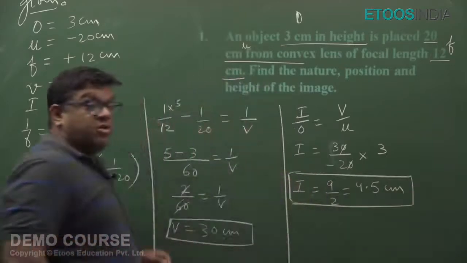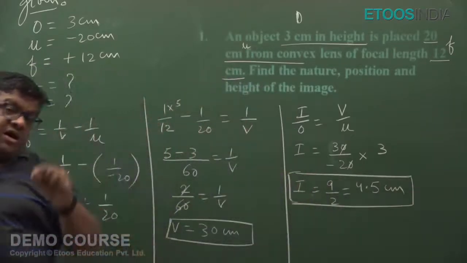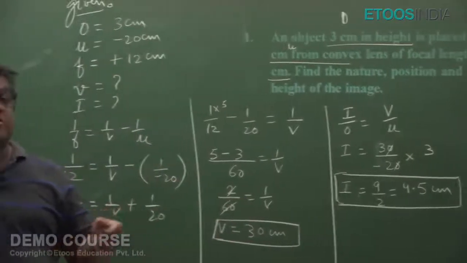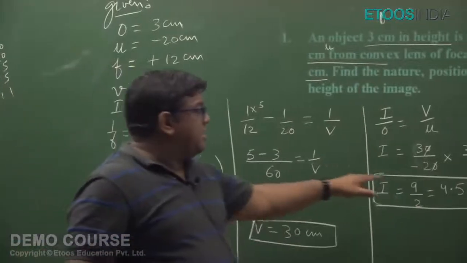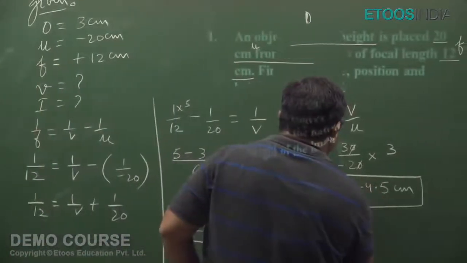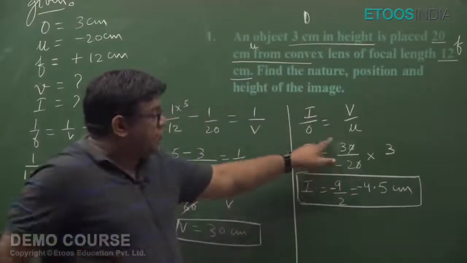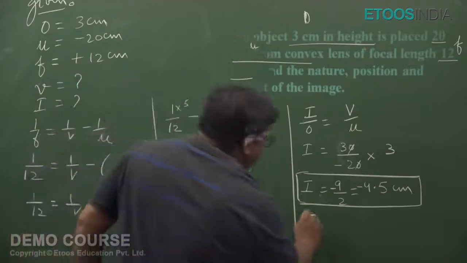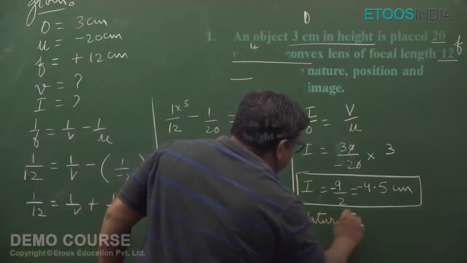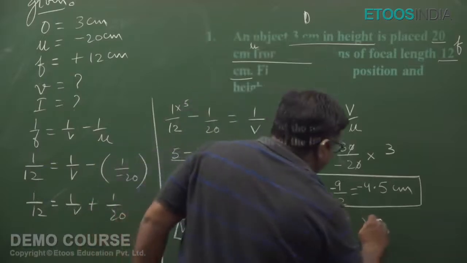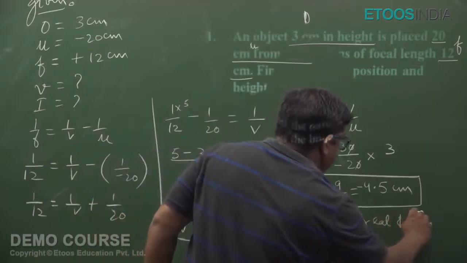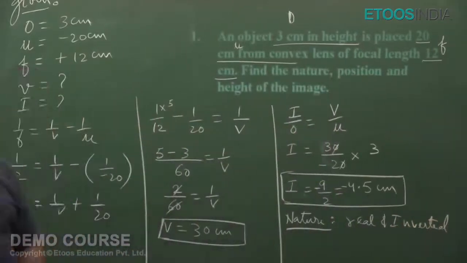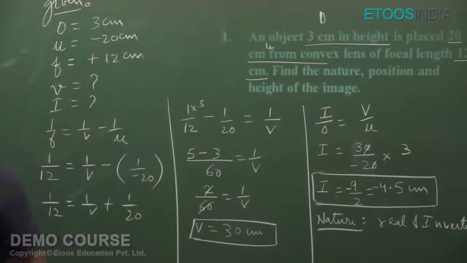Is it clear? We know that the sign of image height and image distance has to be different in case of lenses. See, it's positive here and it's negative here. We have to use this minus 20, so it will be minus 4.5. So what will be the nature? Nature will be real and inverted. Is it clear? Please note down the question right now.